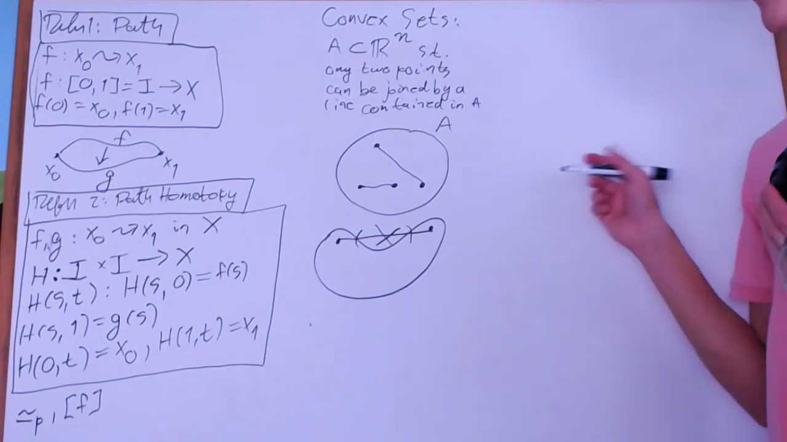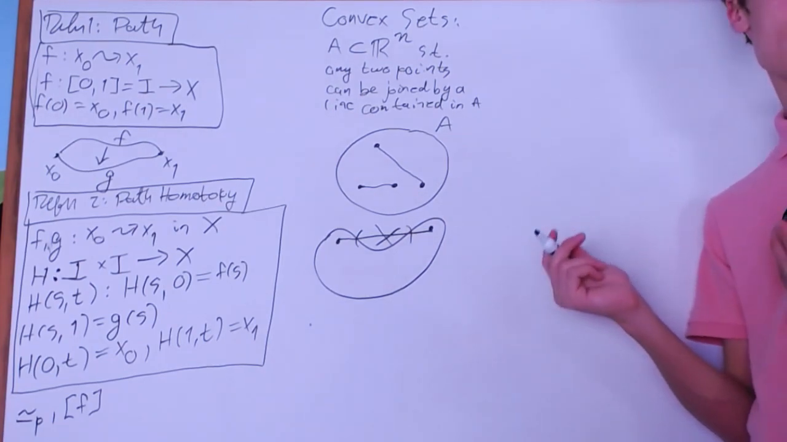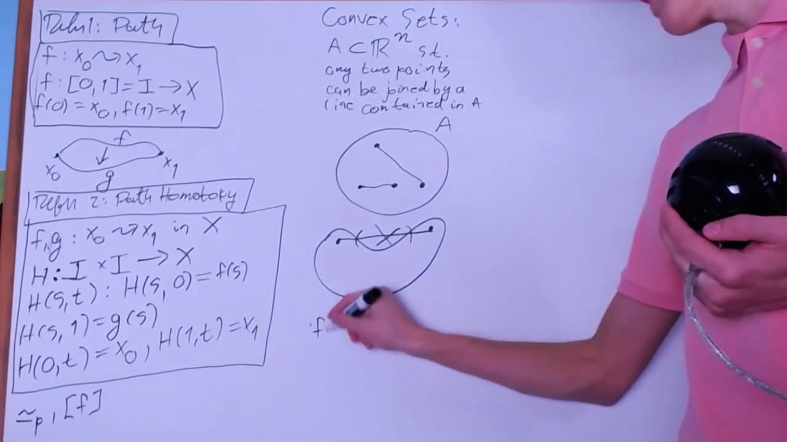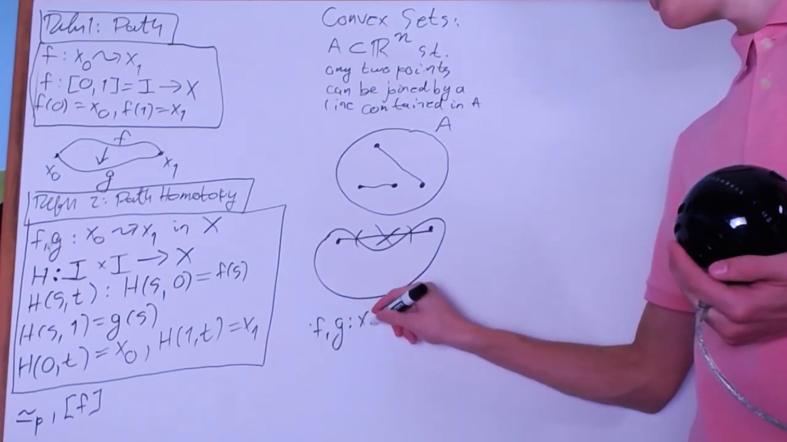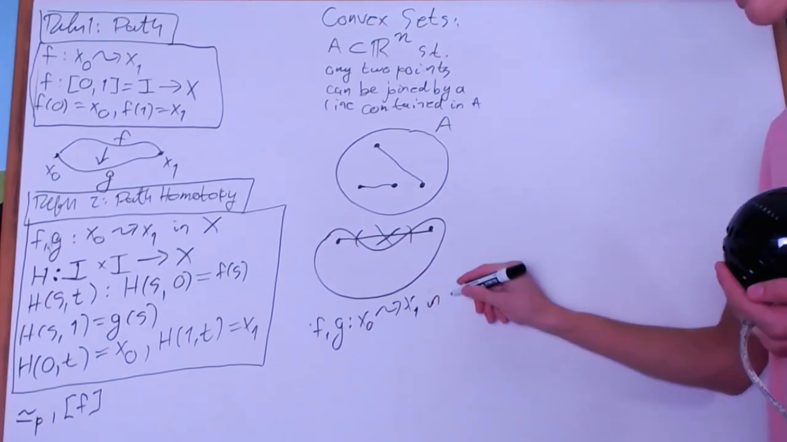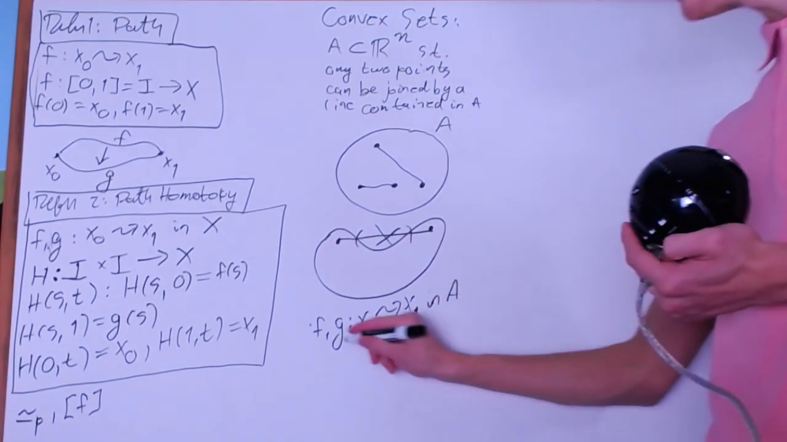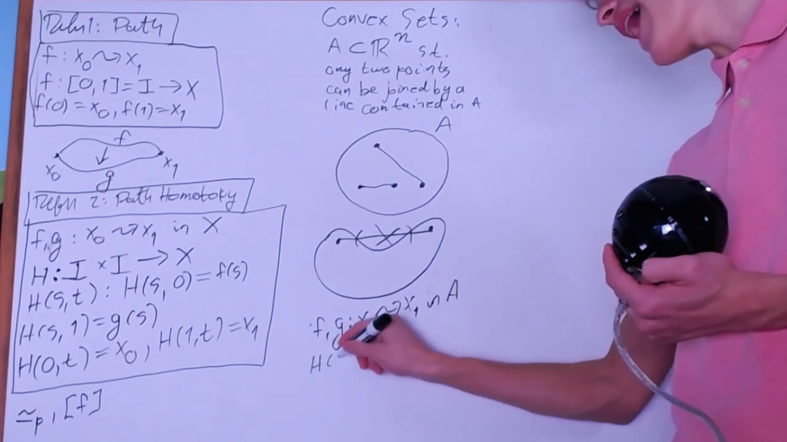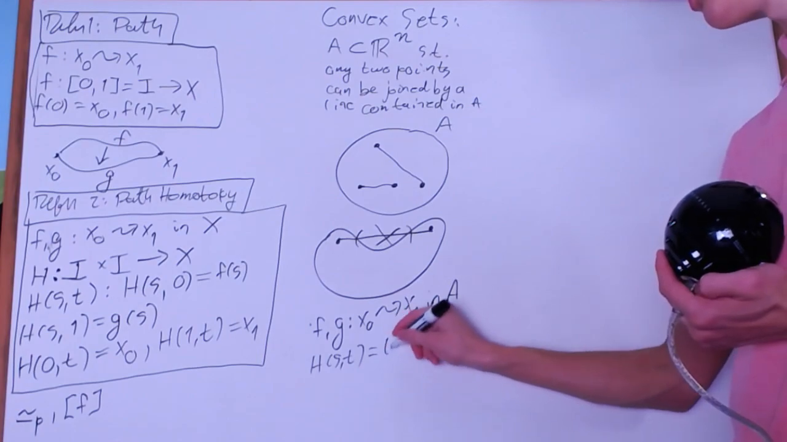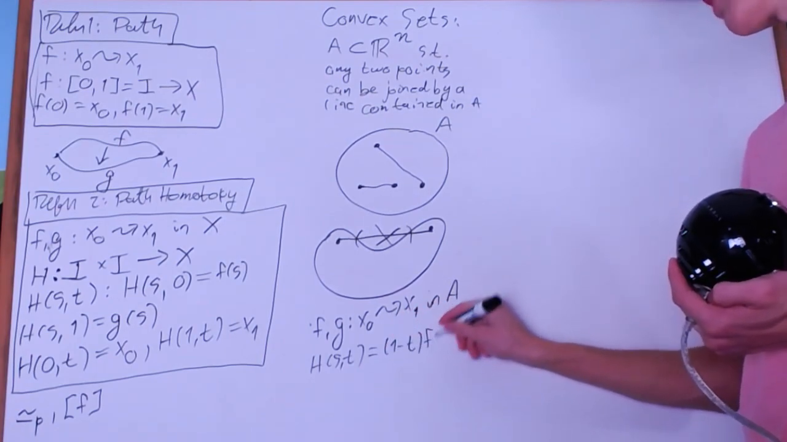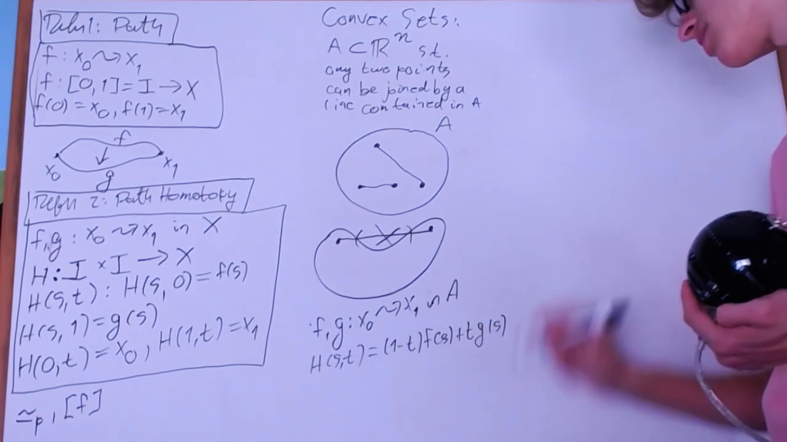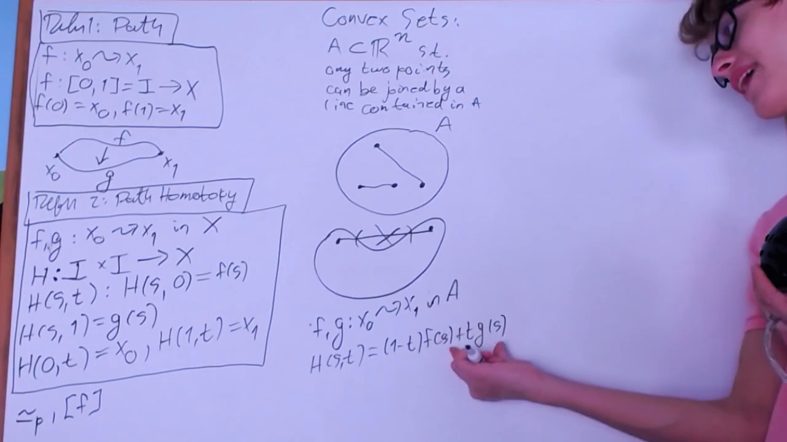Now, the importance of convex sets in terms of homotopy is namely the line homotopy. So let's go ahead and say we have two paths, f and g, between x0 and x1 in some convex set A. Then I can create a general homotopy between any two paths, h of s, t. And this is going to be equal to (1 minus t) times f of s plus t times g of s. This is going to be called the line homotopy.